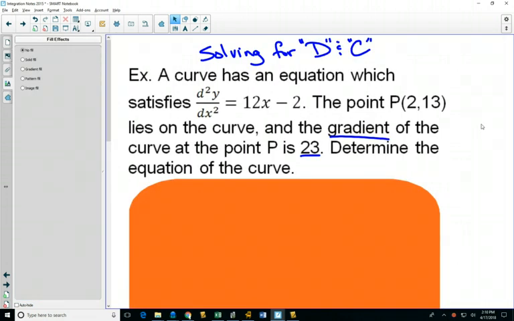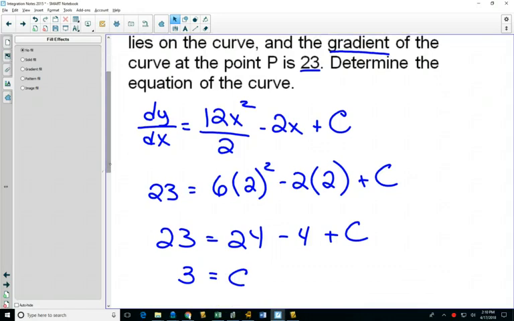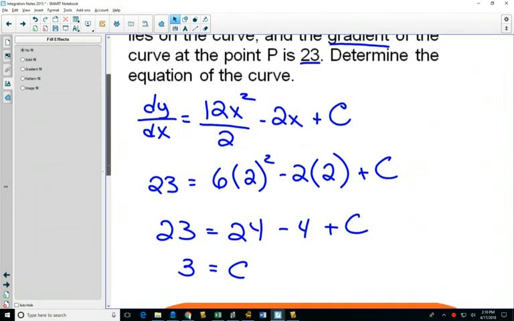Everybody's ready? Okay, first part. So if you were working backwards, you get the first derivative from the second derivative, and if you plug in the fact, okay, this is the part that's hard, it tells us that the gradient of the curve at point P is 23. Now, that tells you your slope, but it also tells you your slope at x equals 2. So you get the original x values at 2, and the slope will be 23, and then you can solve that c has to be 3.